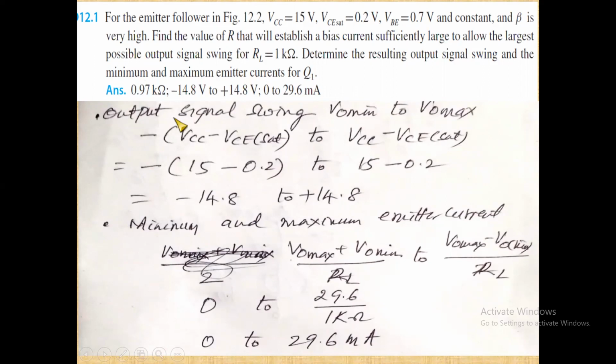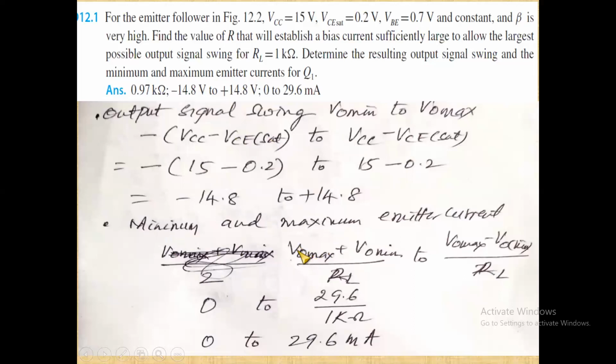So the output signal swing is from V0 minimum to V0 maximum. V0 minimum is minus VCC plus VCE sat, and V0 maximum is VCC minus VCE sat. So this will be minus 15 plus 0.2, and this will be 15 minus 0.2, that will be minus 14.8 to plus 14.8, which is given here. Similarly, the minimum and maximum emitter currents are associated with the minimum and maximum output voltages only.